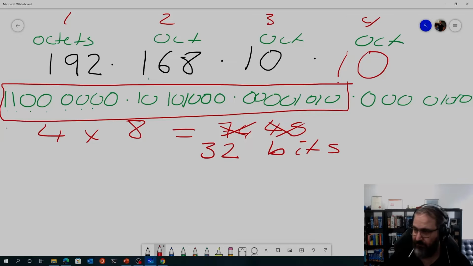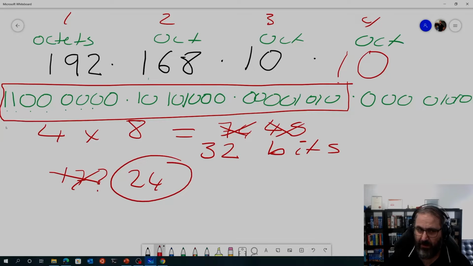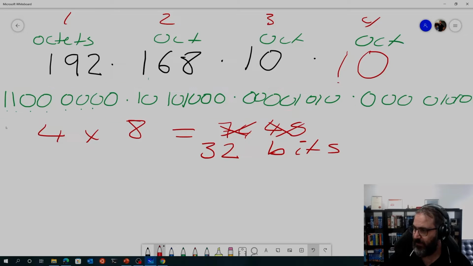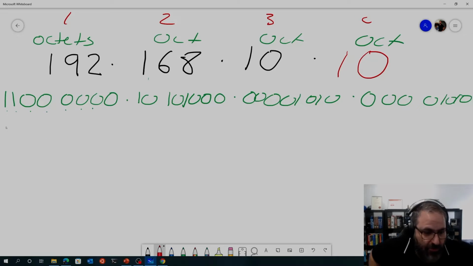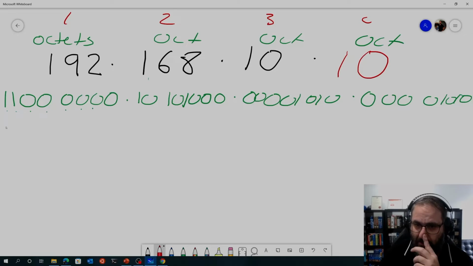So, if I only count up to here, if I remove 8 bits from this address, how many will I have? I think enough of those jokes. It's going to be 24 bits. There's a reason why I've mentioned that. When we're doing network masks, we are actually going to take some bits away when we're determining the hosts and networks.